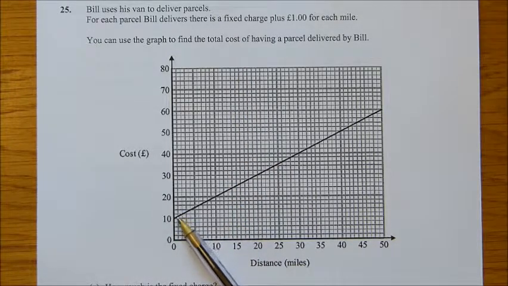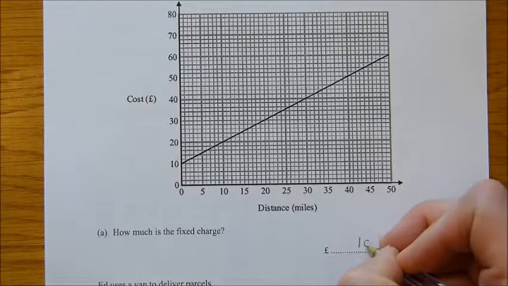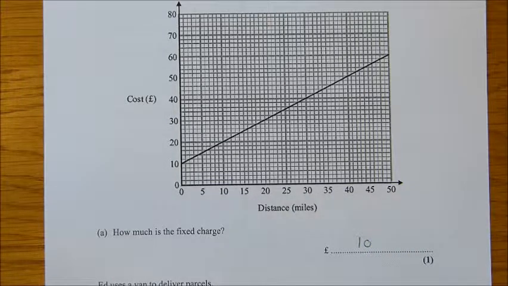Okay, so you can see here for every mile that it goes up, it's also increasing by £1. That's why the line slopes up like this. But you might also have noticed that if he does 0 miles, it doesn't start at £0, it starts at £10. That's the fixed cost, this amount here. So just put in £10 on the answer line there gets us the mark.